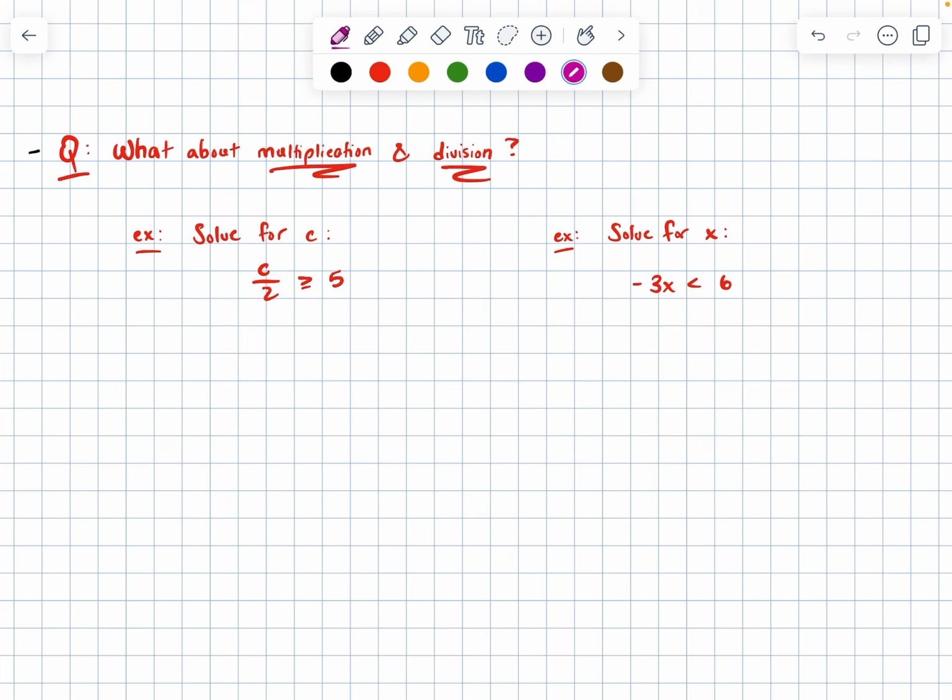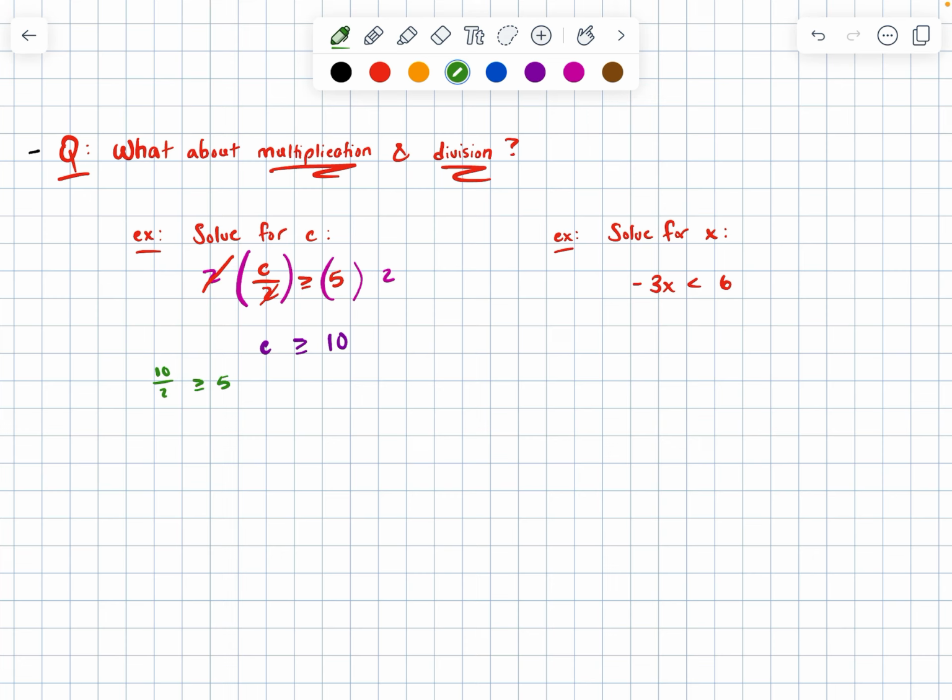And stop. So let's say that I want to solve for C in this inequality. Well, that means I want to get C by itself. What's connected to the C? Well, it's being divided by 2. Hopefully we feel okay about multiplying both sides of our inequality by 2 to get C by itself. 2 and 2 on the left side undo each other. I'm left with C is greater than or equal to 5 times 2, which is 10.